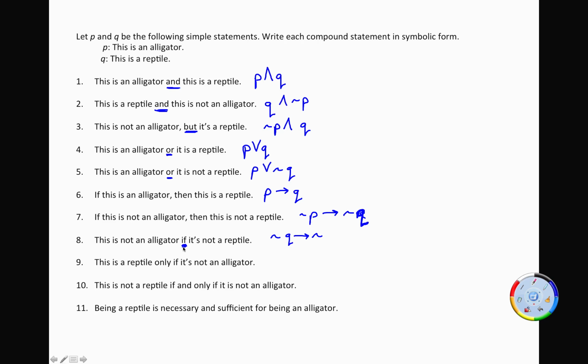Okay, let's go back to this one. If it's not a reptile, so that has to go first, not Q, then it's not an alligator. Okay, this one says this is a reptile only if. Remember our only if. If it's only if instead of just if, then it's talking about the consequent. So this stays in this order this time. This is a reptile only if it's not an alligator.